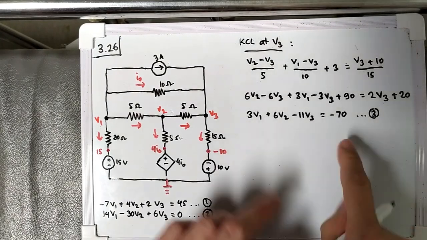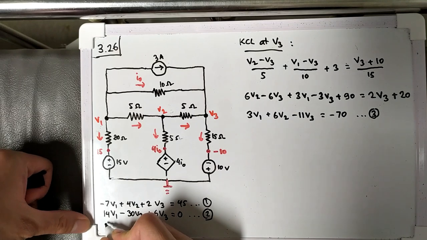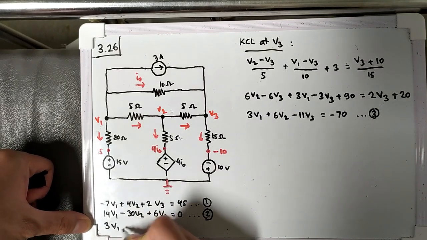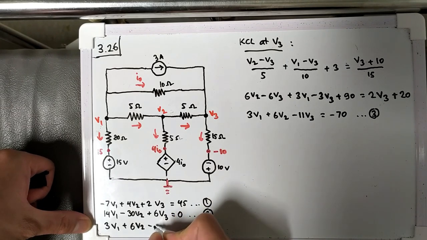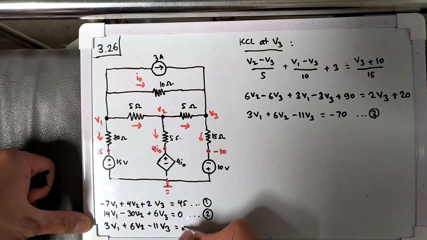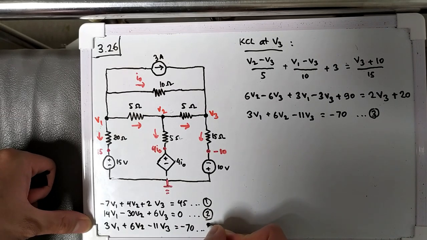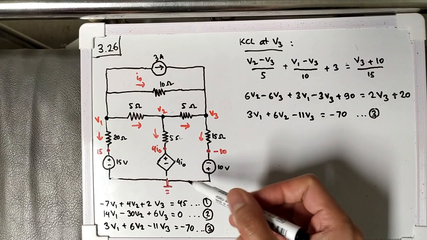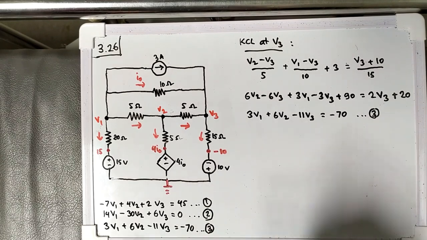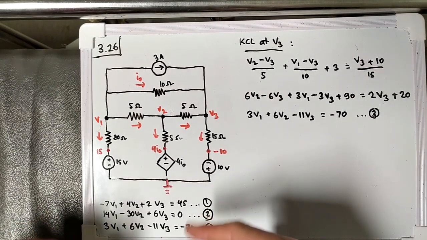And let me copy this equation here, so we will have 3 V1 plus 6 V2 minus 11 V3 is equal to minus 70. So this is equation number 3. So the only thing we need to do left is to solve this system of equations. So let me erase this and let's solve these equations.